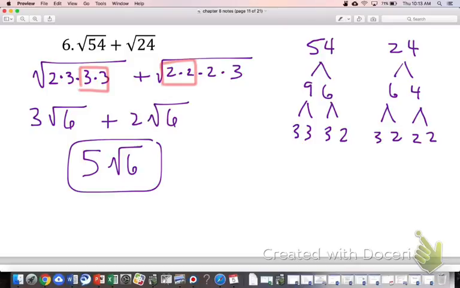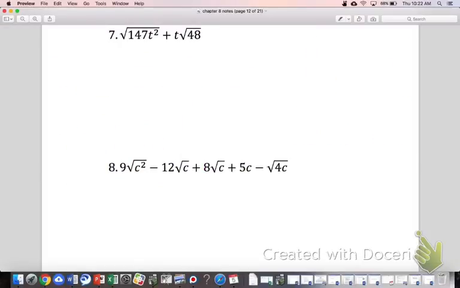So if you guys would flip over to number 7 and 8 on the other page, I think you'll find some similar examples to practice. So give it a shot. Ready to go.